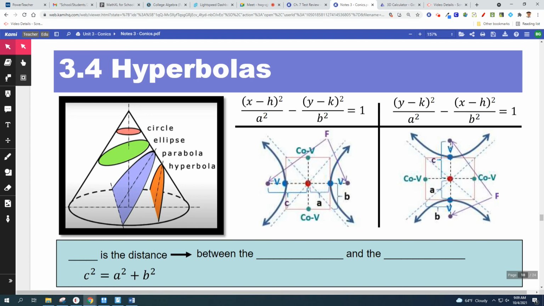3.4 is our last conic section, hyperbolas, and it's the weirdest one, okay? Because there are two things, and if you look at that graph over to the right, it almost looks like two separate back-to-back parabolas. We can't really call it a parabola because it's not the same pattern, but look at, oh, hopefully this will come up.